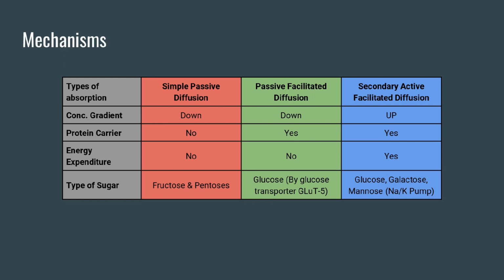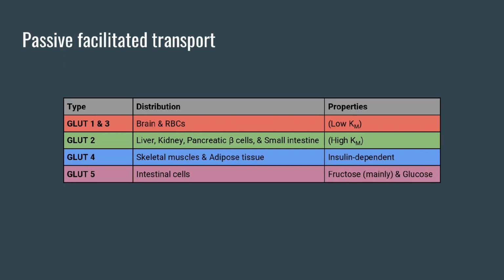For facilitated diffusion, we use a specialized sodium-independent glucose transporter called GLUT. We have GLUT 1 and 3 with high affinity, low Km, to glucose in the brain and erythrocytes. GLUT2, which is found in the liver, pancreas, and intestines, has low affinity to glucose, higher Km. GLUT4 is unique in its dependency on insulin. It's found in skeletal muscles and adipose tissue. GLUT5 is specialized for fructose and found in the intestinal cells.